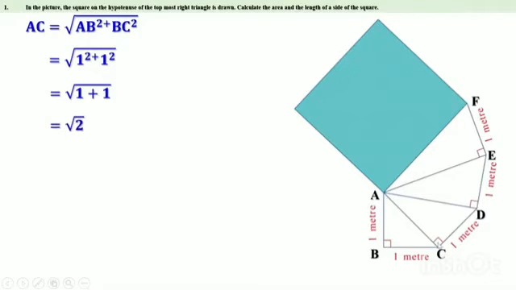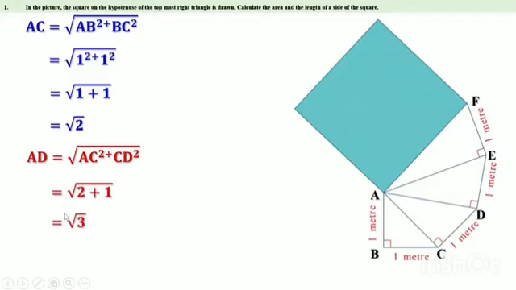Now look at triangle ACD. It is also a right angle triangle and AD is its hypotenuse. Therefore, we can say AD equal to root of AC square plus CD square. AC is root 2. Therefore, AC square is root 2 square or 2. And CD is 1. Therefore, CD square is equal to 1. So, this can be written as root of 2 plus 1 or root 3.